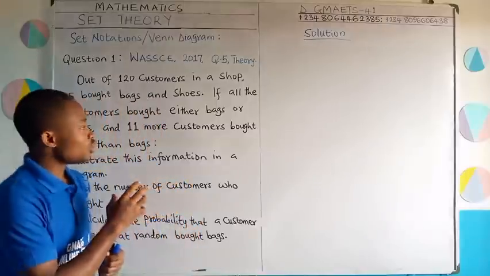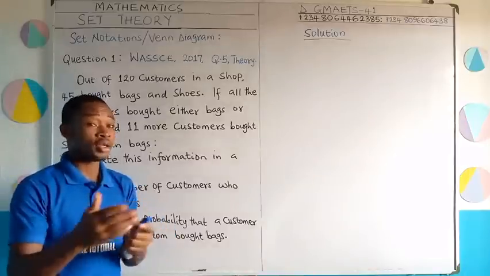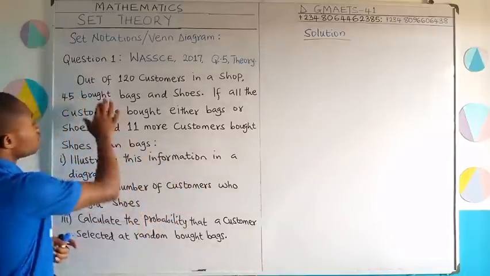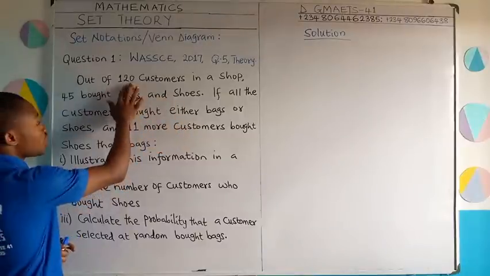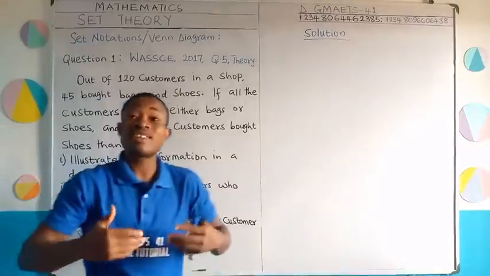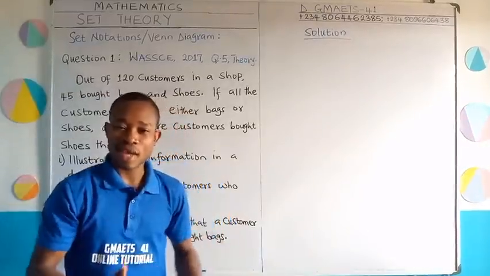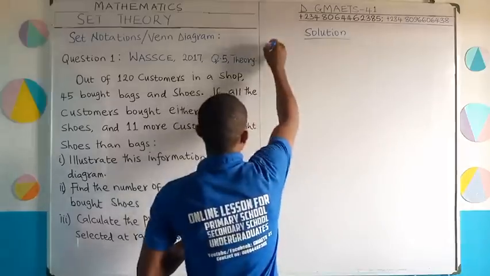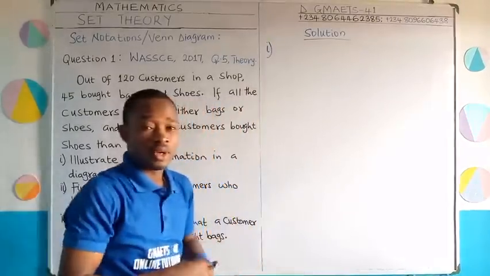Now, this question deals with a set of bags and shoes. So we have two subsets there. Is that okay? The total number of customers in that shop is 120. Therefore, the cardinality of this set is 120. The first part of the question, let's see what the Venn diagram is going to look like.